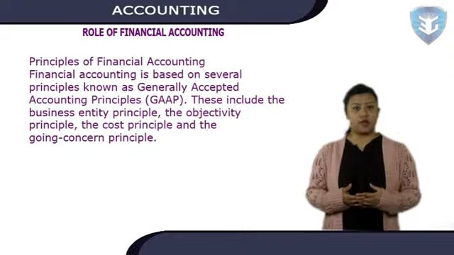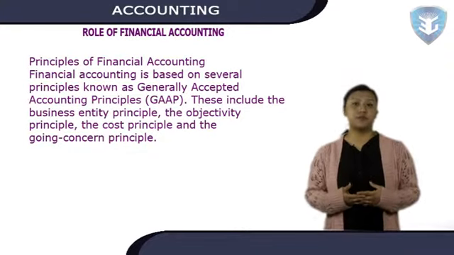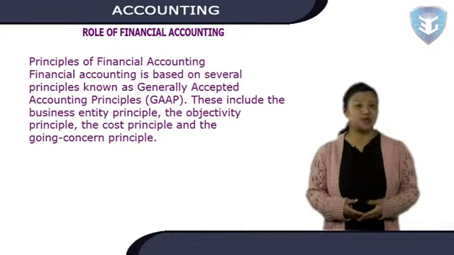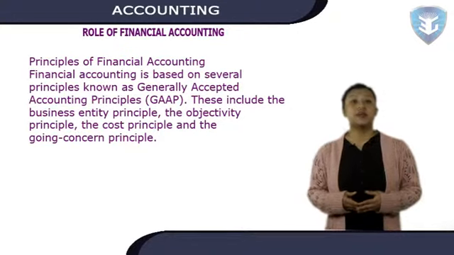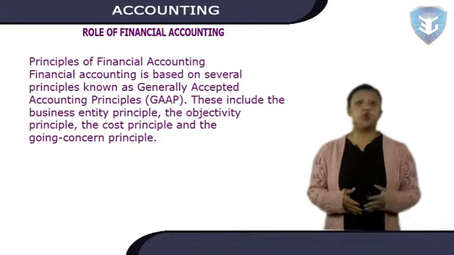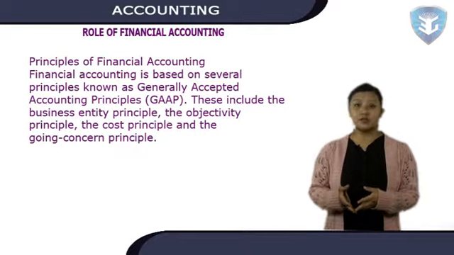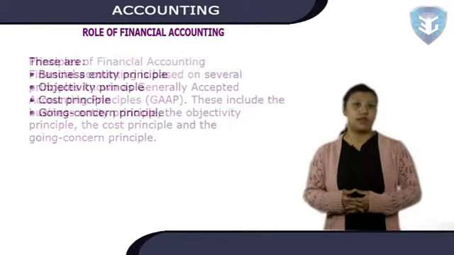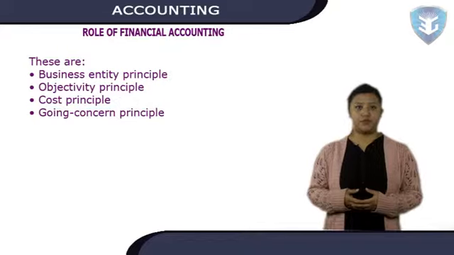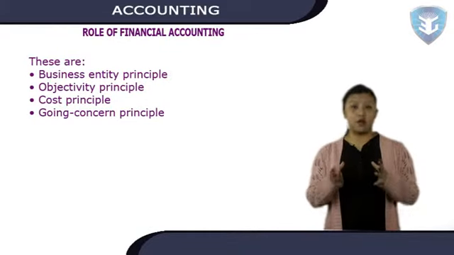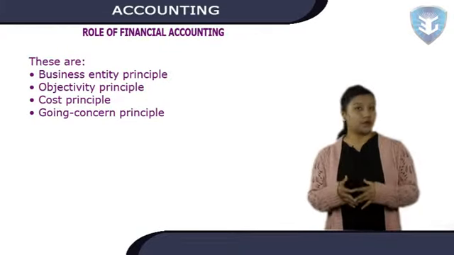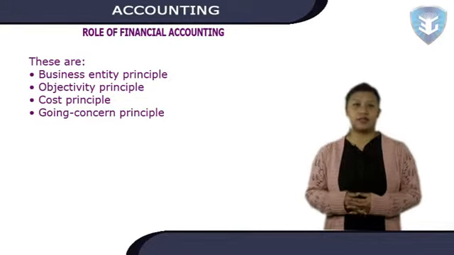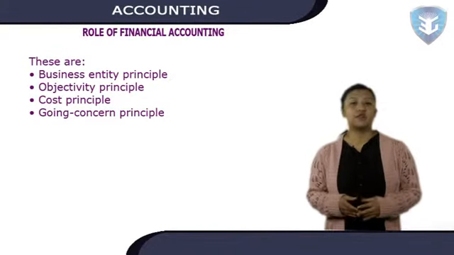Principles of financial accounting. Financial accounting is based on several principles known as Generally Accepted Accounting Principles, GAAP. These include the Business Entity Principle, the Objectivity Principle, the Cost Principle, and the Going Concern Principle. First, the Business Entity Principle. Every business requires to be accounted for separately by the proprietor. Personal and business-related dealings should not be mixed. Objectivity Principle.